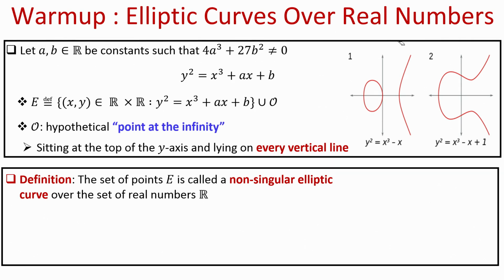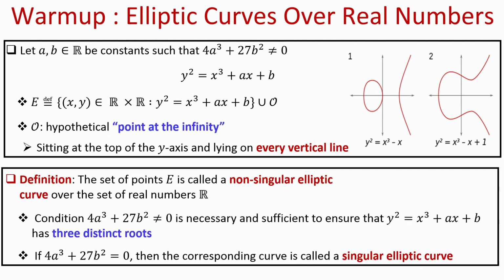Now, the set of points E that we have defined above is called a non-singular elliptic curve over the set of real numbers. Why is it called non-singular? Because we have ensured the condition 4a cubed plus 27b squared is not equal to 0, which is a necessary and sufficient condition to ensure that the curve y squared equals x cubed plus ax plus b has 3 distinct roots, because it is an equation of degree 3 in x.